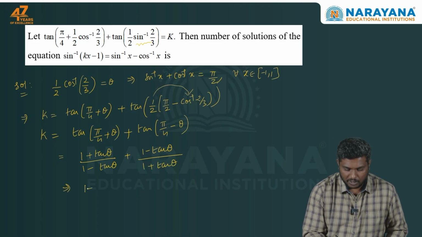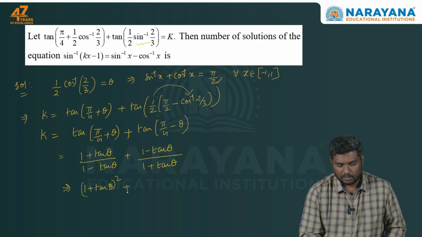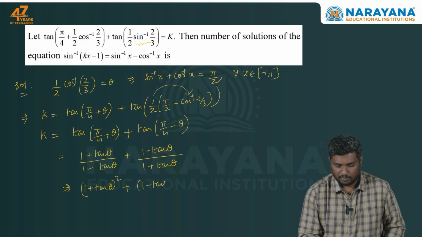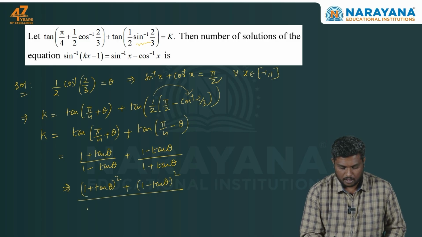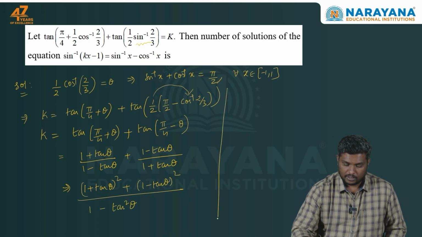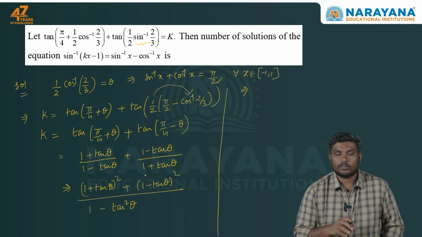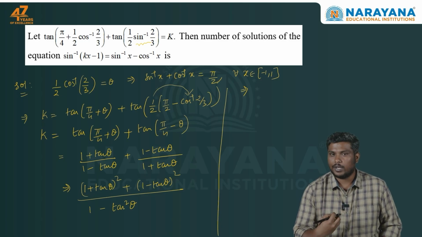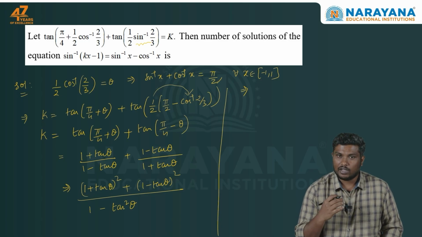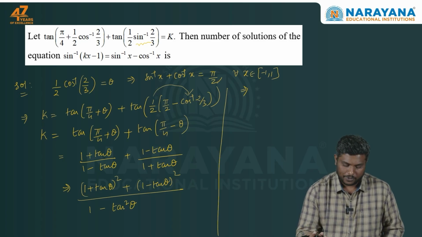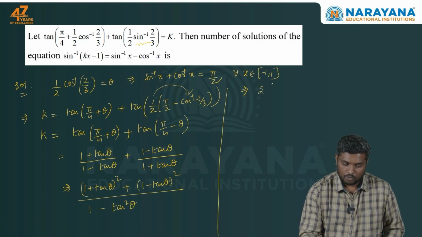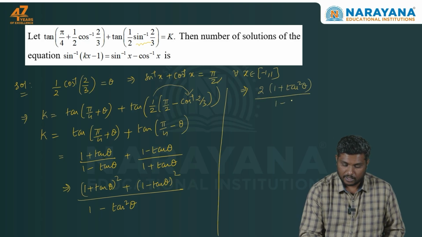So this is going to be, you have to just simplify this one, (1 plus tan theta) whole square plus (1 minus tan theta) whole square by denominator you're going to get 1 minus tan square theta, and this I can simplify further. So (a plus b) whole square plus (a minus b) whole square, using such identities will further save our time, even if it is a matter of seconds. That will give you an advantage in other questions. Okay, so this will be 2 into (1 plus tan square theta) by (1 minus tan square theta).